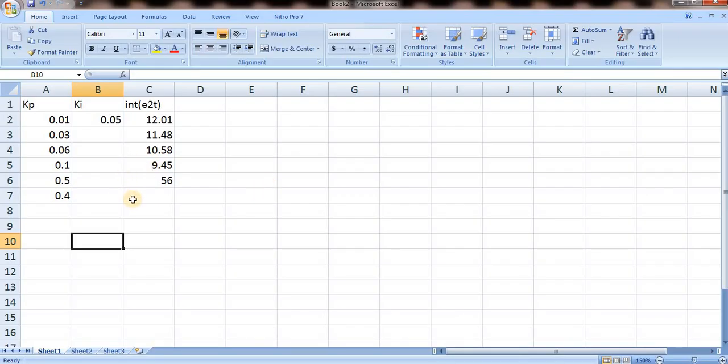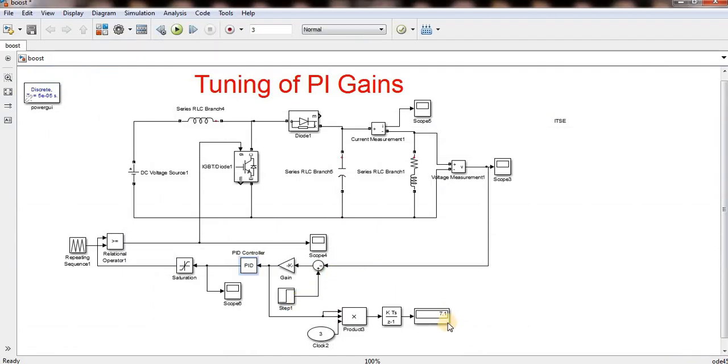So I will note down the 41. See, 41 is better than 56. So still I can reduce, because if I reduce, maybe I can get below 41. So I kept it at 0.2. And with 0.2 I got 7.1.